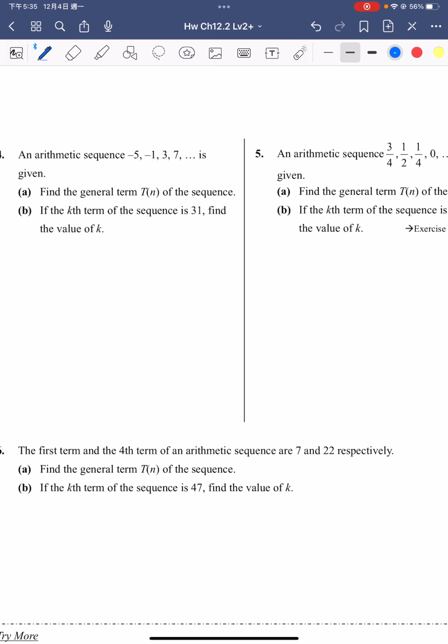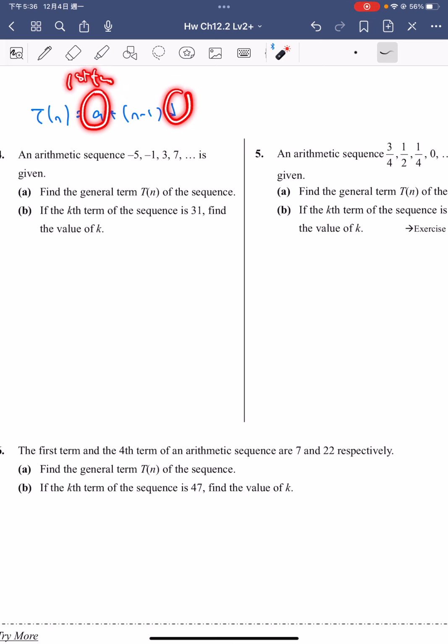So moving to the next question, we have an arithmetic sequence like this: negative 5, negative 1, and so on. And then they're asking you to find out the general term. So still remember that the Tn is equal to a plus (n minus 1)d. So if we can understand what is a, that's the first term, isn't it? And then the d is our common difference, then we can find out the general term.